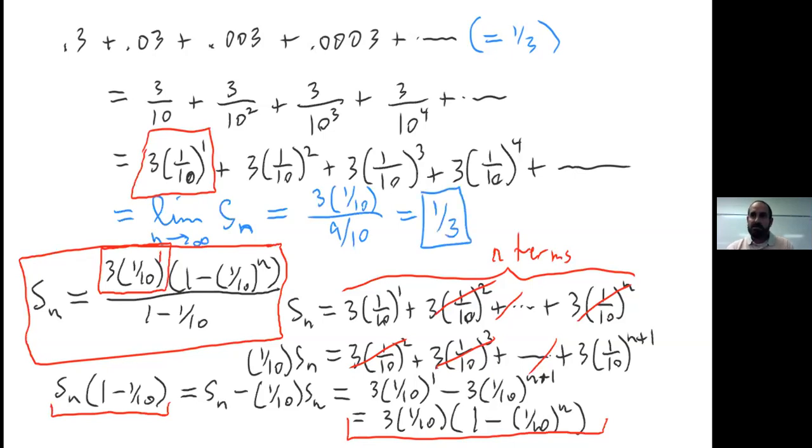You see it? That all comes from that little simplified algebraic form that we came up with for the nth partial sum. 3 times a 10th is just that first term. The 1/10 to the n goes to 0, so all you're left with is 1 minus 0 times the first term. The 1 minus a 10th gives us 9/10. You get a third. Yes?